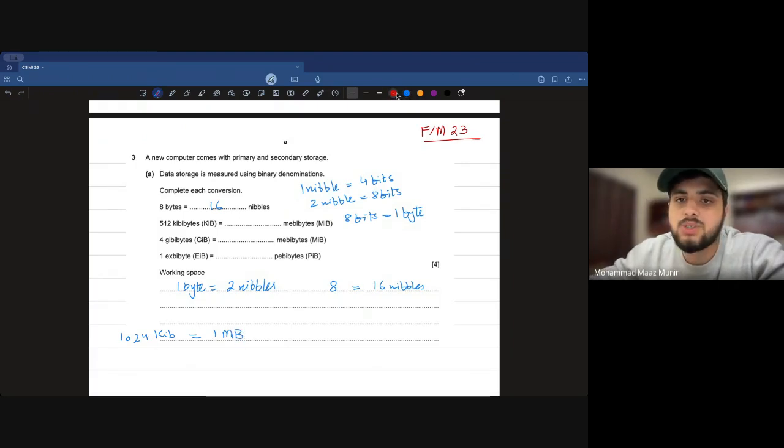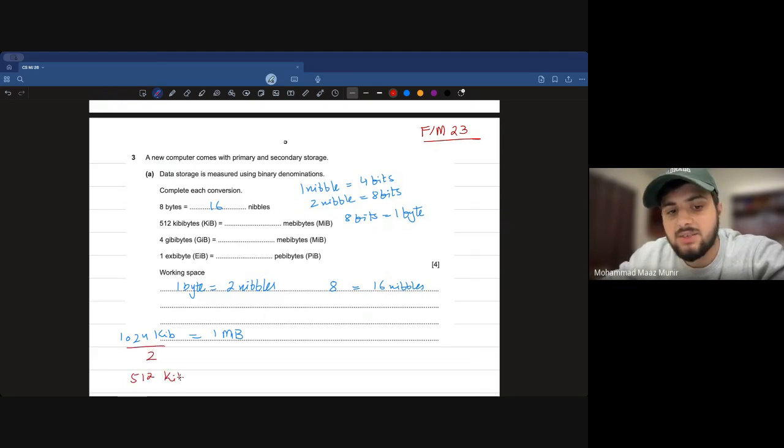1024 kibibyte equals 1 megabyte. And now we are also somewhat aware that if I divide this by 2, I get 512 kibibytes. So these are some common notations which once you start practicing, you're automatically going to learn. So it's not that much of a deal. If I know that half of 1024 is 512, this means that 512 kibibyte is basically equal to half of 1 MB, which is what? 0.5 megabyte. So the answer to the second one is basically 0.5 megabyte.